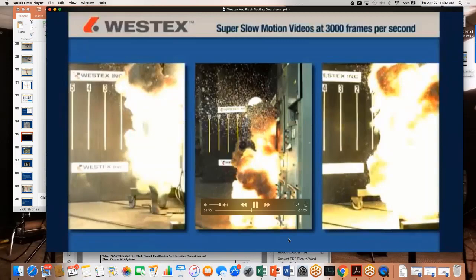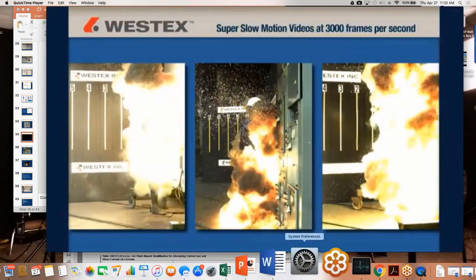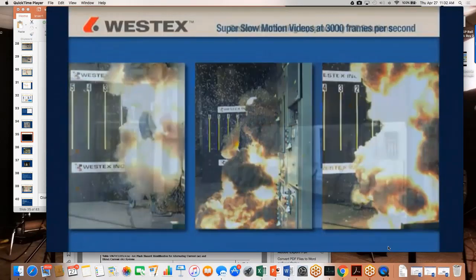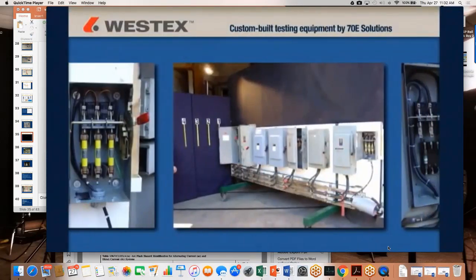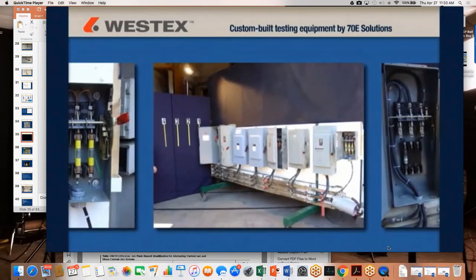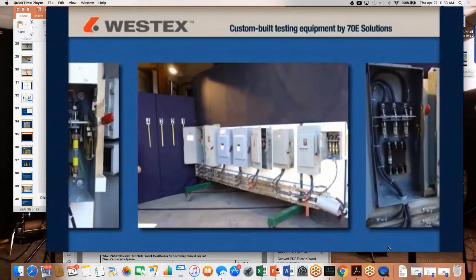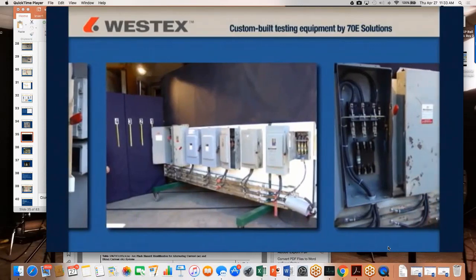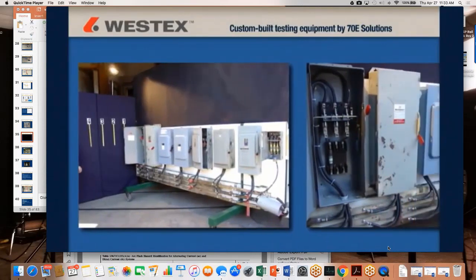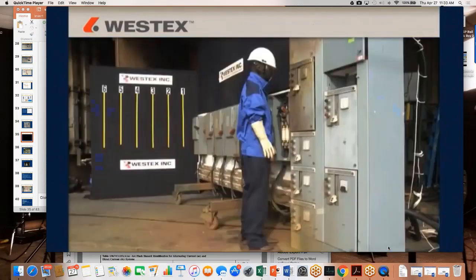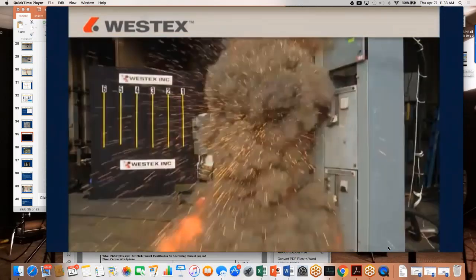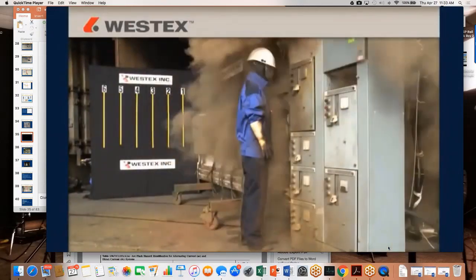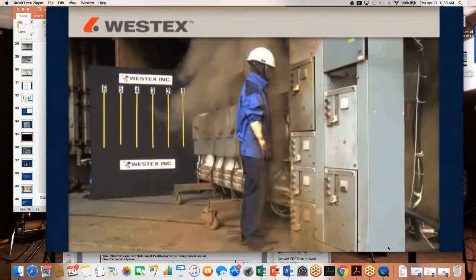Technology allows an unprecedented look at industrial arc flash and an outstanding look at projection of the molten metal. Westex worked with Mike Wright of 70E Solutions to custom build a one-of-a-kind sled with a common 480-volt bus at the bottom and 30, 100, and 200 amp disconnects installed above. We created the arc flashes by placing a tool or a wire across all three phases. Our goal was to create real-world arc flashes using common 480-volt electrical equipment to help companies better understand the magnitude of the arc flash hazard that exists in nearly every facility in the world.